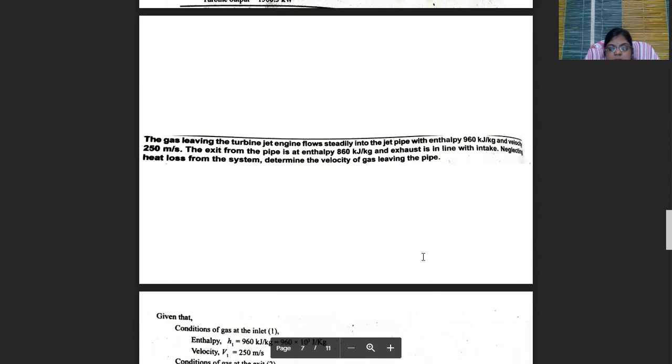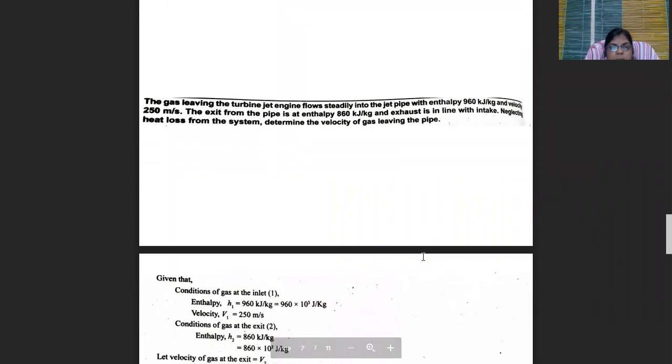Next: the gas leaving the turbine of a jet engine flows steadily into the jet pipe with enthalpy 960 kilojoule per kg and velocity 250 meter per second. The exhaust from the pipe is at enthalpy 860 kilojoule per kg, and the exhaust is in line with the intake. Neglecting heat loss from the system, determine the velocity of the gas leaving the pipe.